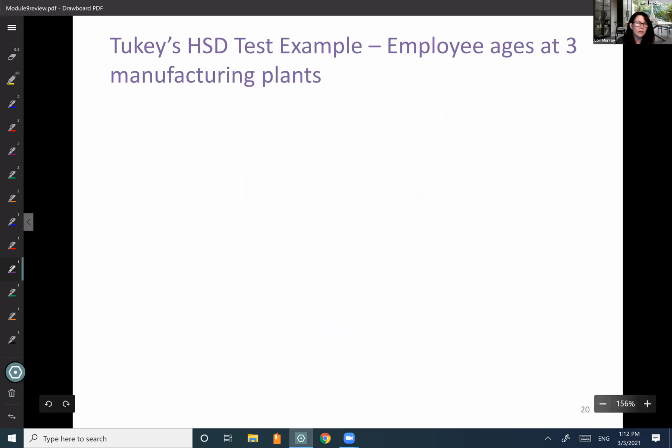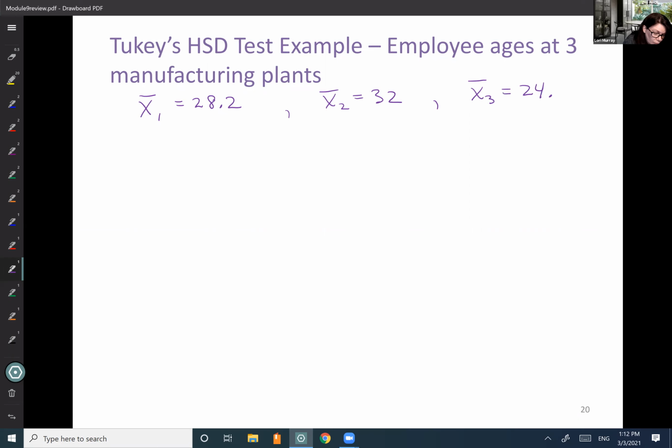Okay, so carrying on from the employee ages example at 3 different manufacturing plants, we calculated the average for the first plant, so the average age was equal to 28.2 years. The average age for the second manufacturing plant was 32 years. And the third manufacturing plant had an average age of employee of 24.8 years. Okay, so what we can do is look at each of those differences pairwise.